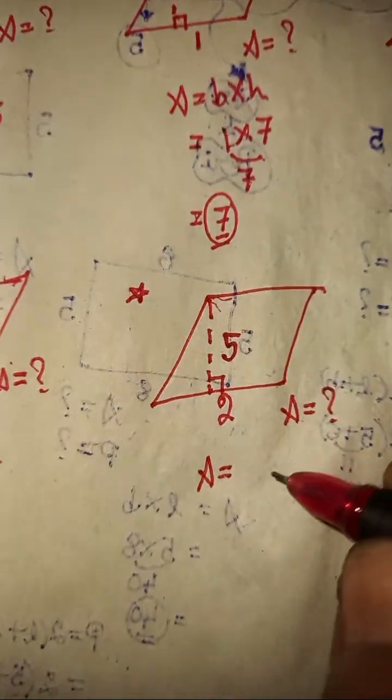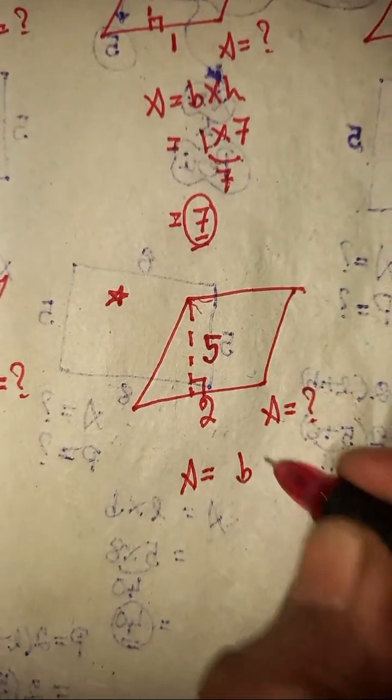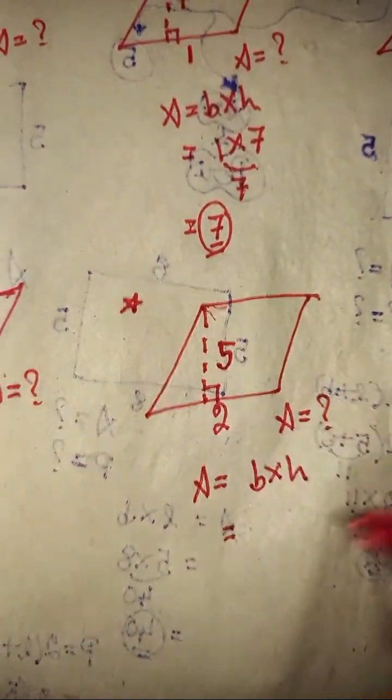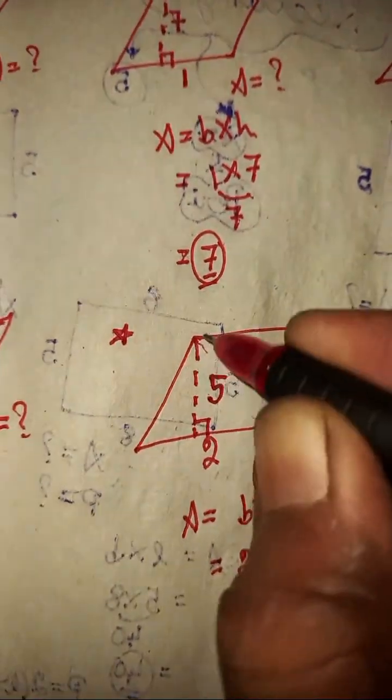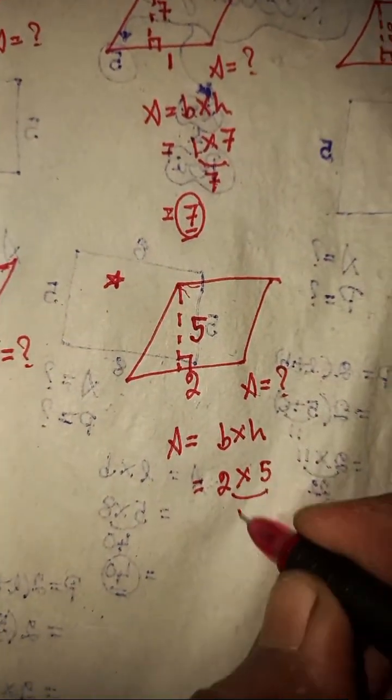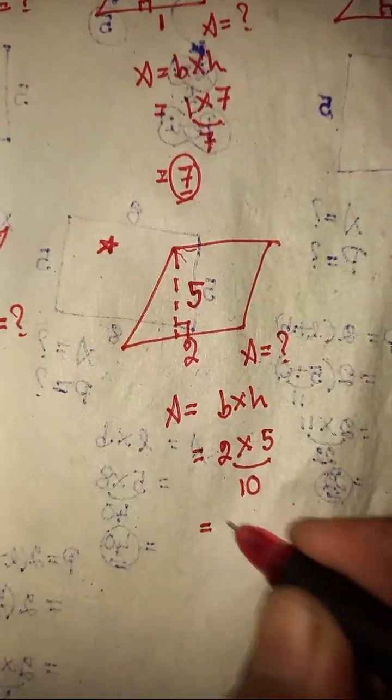Area you can find from base times perpendicular height. This base is 2 units times the perpendicular height, which is 5 units. 2 times 5 is 10, so it is 10 square units.